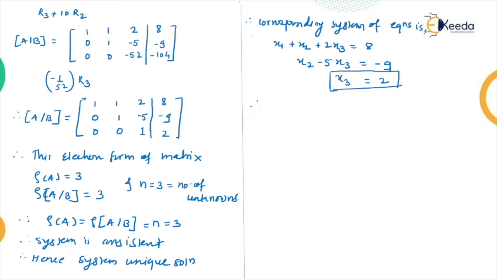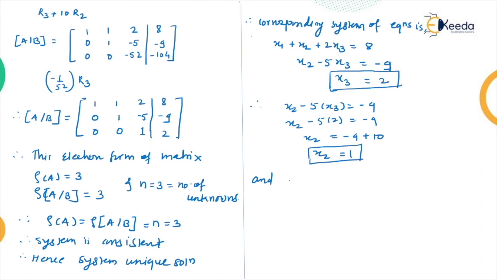Therefore x2 minus 5 into x3 is equal to minus 9. It becomes x2 minus 5 into 2 is equal to minus 9. So therefore x2 is equal to minus 9 plus 10, so x2 is equal to 1. Substituting the value of x3 is 2, x2 becomes 1.